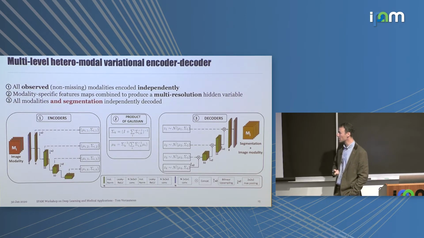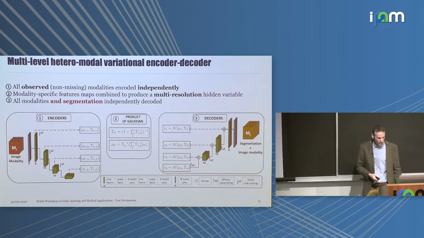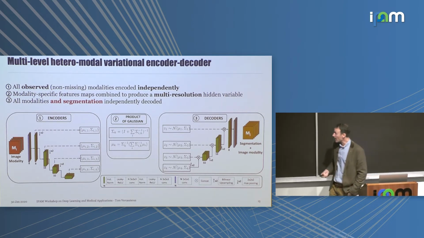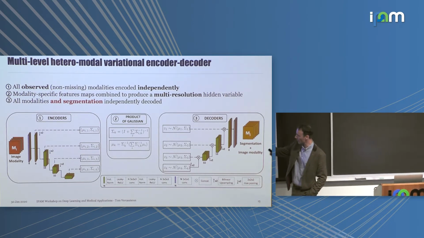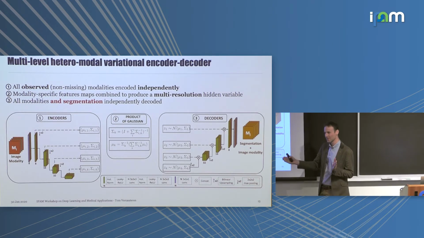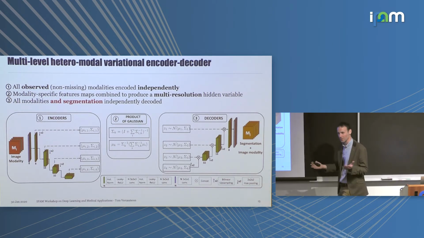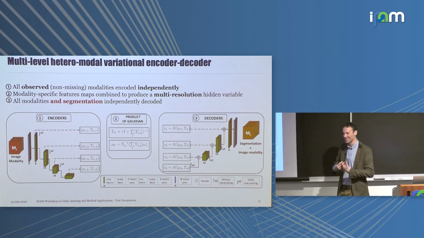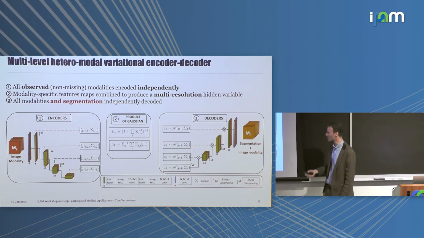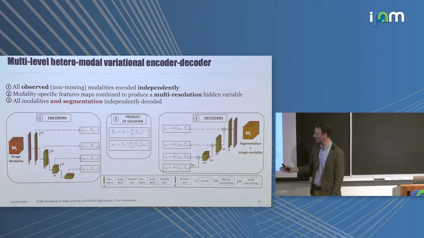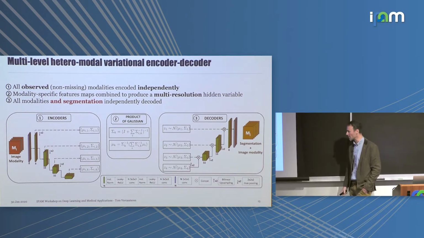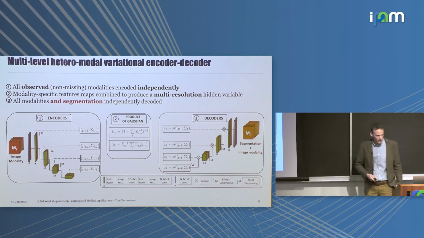Once we have this multi-scale extraction of the encodings, we can use this product of Gaussians rule for the fusion of the latent spaces. So we have a number of encoders, one for each of the modalities. Potentially we could have the segmentation as well, but in practice we never have access to the segmentation as input, right? That's one of the outputs we want to get. So we encode all the available modalities with their modality-specific encoders, we fuse the latent space here, and then we use decoders to recreate the images.